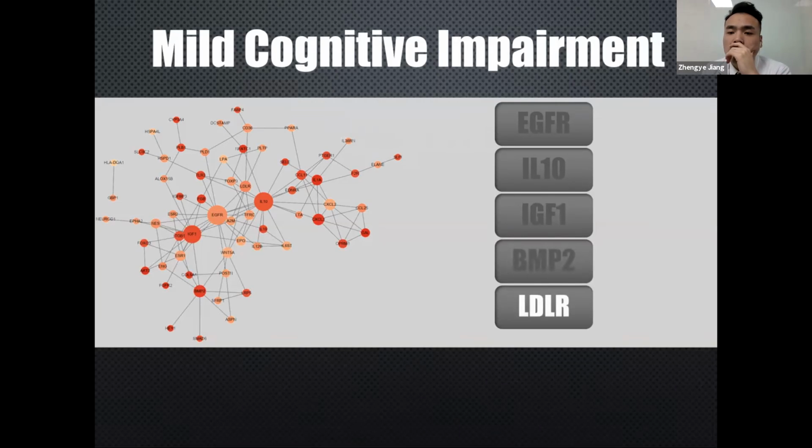And last, LDLR can regulate the level of amyloid in the peripheral and central nervous system, the CNS. So it is known as an important receptor that inhibits amyloid deposition. Yao et al. found that polyphenol-mediated regulation of LDLR expression may be a safe and effective treatment for AD, which can accelerate the clearance rate of amyloid.